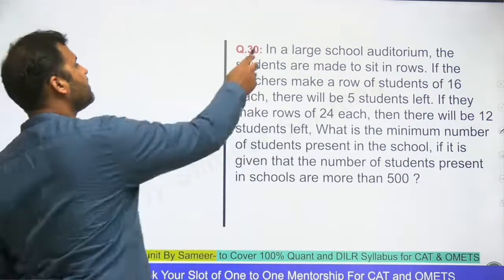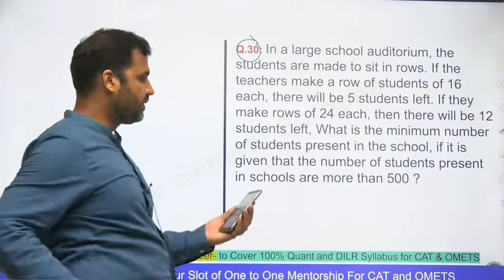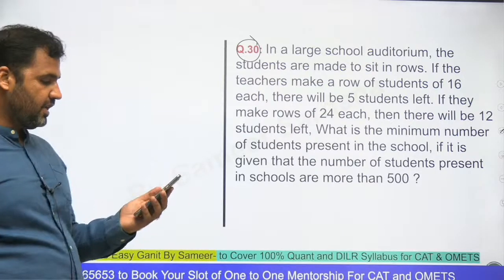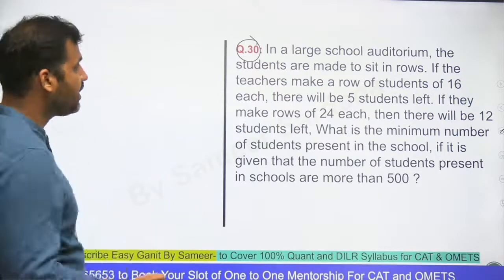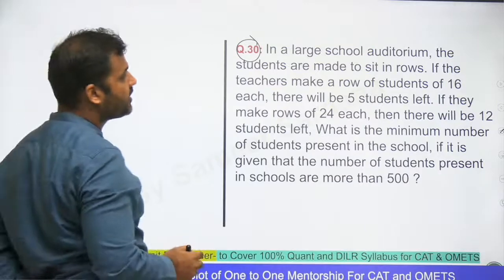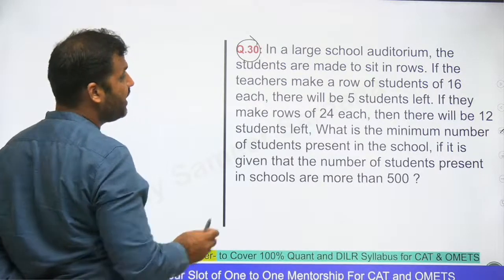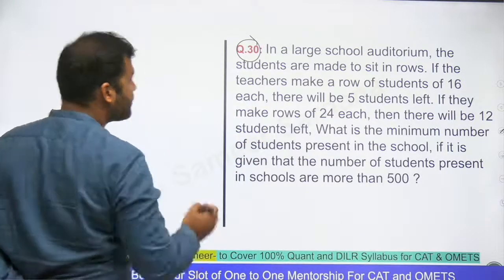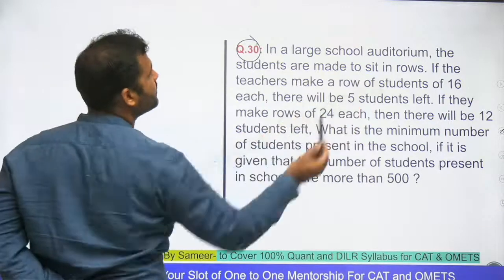What is the answer to question number 30, everybody? Anybody? In a large school auditorium, the students are made to sit in rows. If the teachers make a row of students of 16 each, there will be 5 students left.